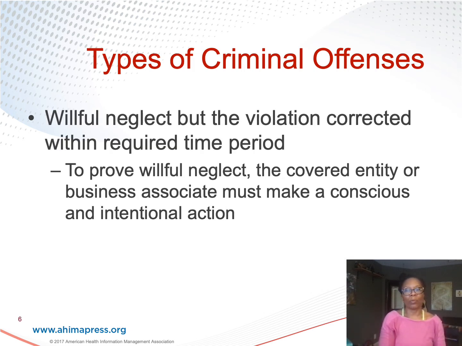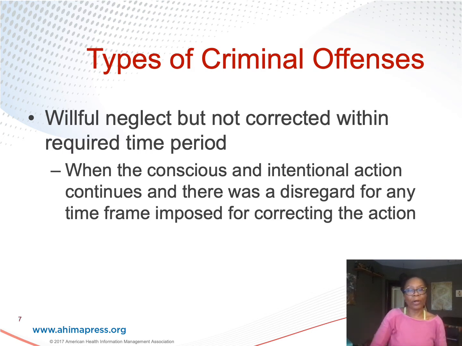The second one is willful neglect, but the violation is corrected within the required time period. To prove willful neglect, the covered entity or business associate must make a conscious and intentional action. And then the third one is willful neglect, but not corrected within the required time period. When the conscious or intentional action continues and there is a disregard of any time frame imposed for correcting the action, then this third type of offense occurs.